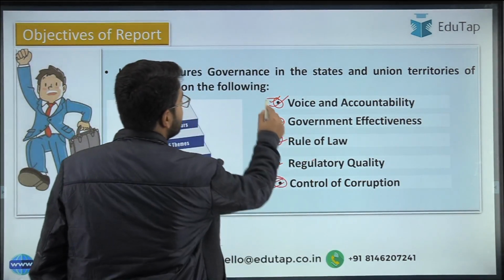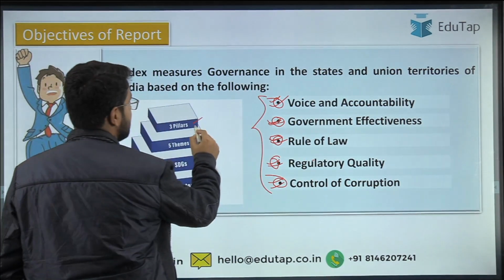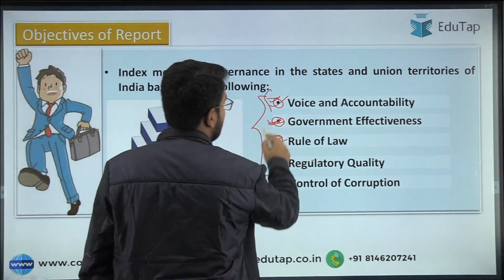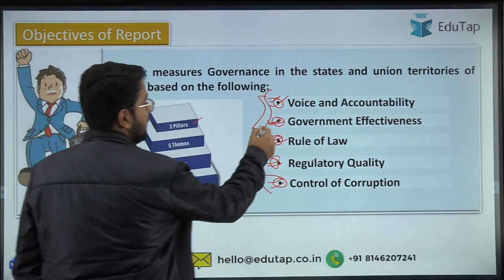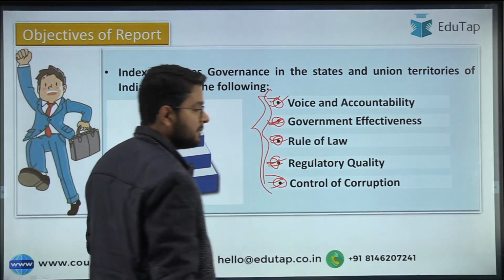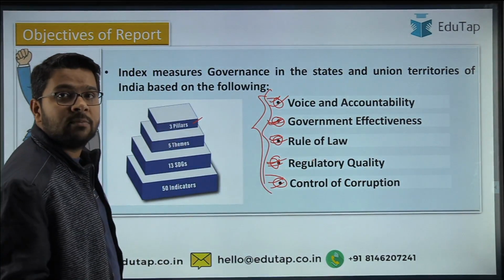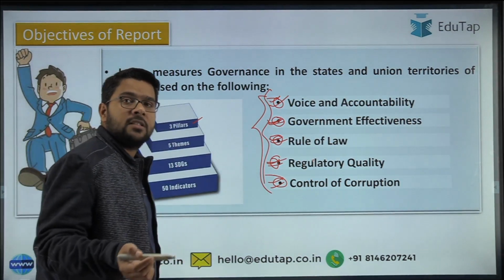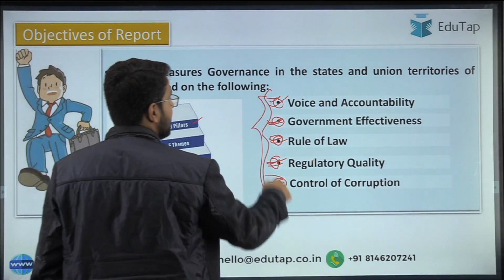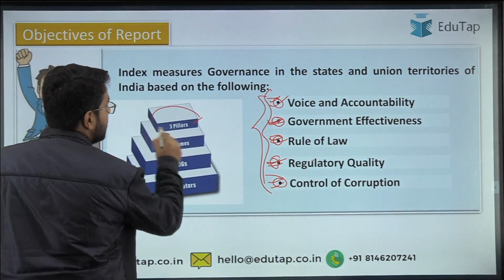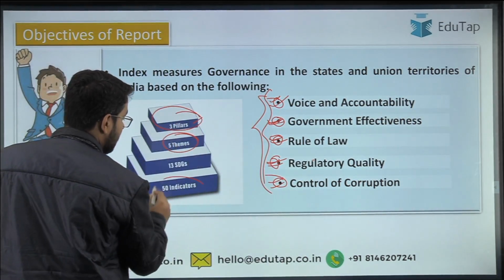So these are the 5 themes that have been covered under the respective 3 pillars. In the first pillar of equity, all the 5 themes have been covered. In the next pillar, which is growth, government effectiveness and regulatory quality have been covered. Similarly, the next 2 themes are covered in the third pillar, which is sustainability. So guys, these are the different themes that have been covered. So guys, we have talked about the 3 pillars, themes, as well as the 50 indicators.